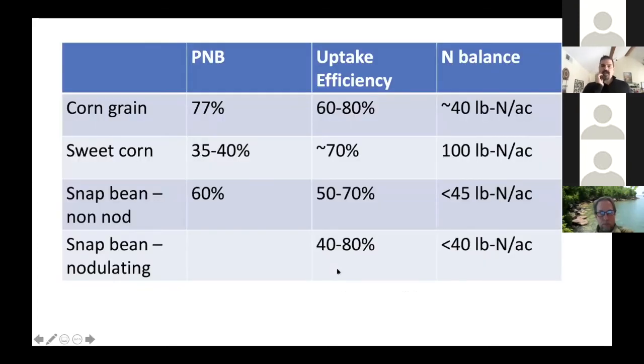So just as a quick summary here, looking at, so this first line here is the corn grain in Wisconsin, right? So partial nutrient balance.